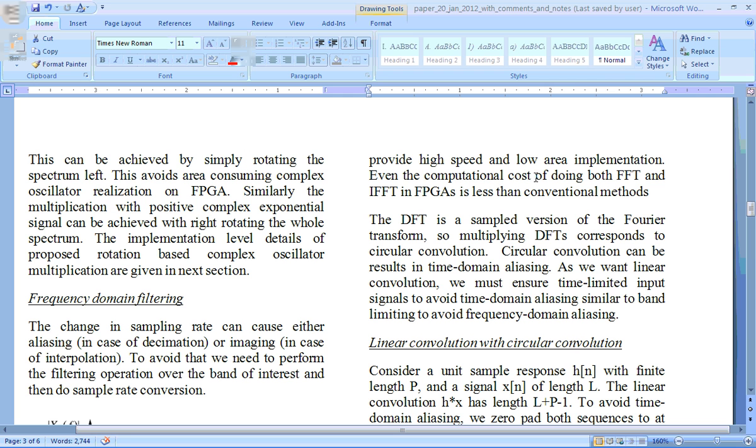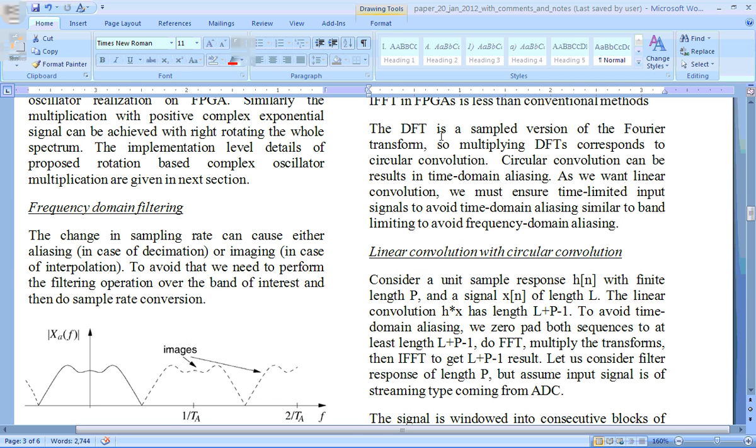Even the computational cost of doing both FFT and IFFT in FPGA is less than conventional methods. A lot of research is already done. People have come out with very good architectures for FFT area implementation. All of those become useful to us because that becomes our fundamental block. The DFT is a sampled version of the DTFT, which is what we are calling the Fourier transform.